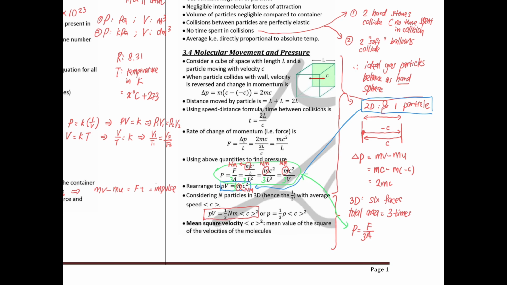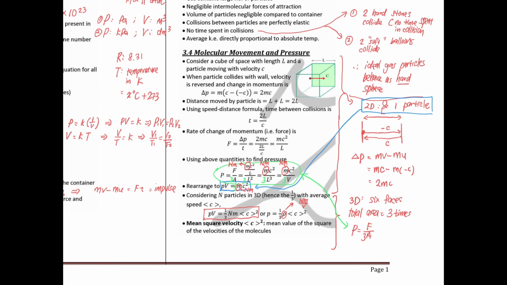Okay, in 3D, this is the formula, and we have another version. The other version that we have here is P equal to 1 over 3 rho c square. So rho is density. Imagine that density means mass over volume. The mass is nm because I have to consider many particles. So nm over volume. Imagine you have this formula now. You bring down the v to the right hand side, and m over v is rho. So that's how we get that formula.